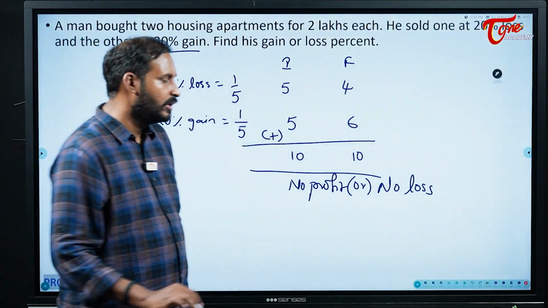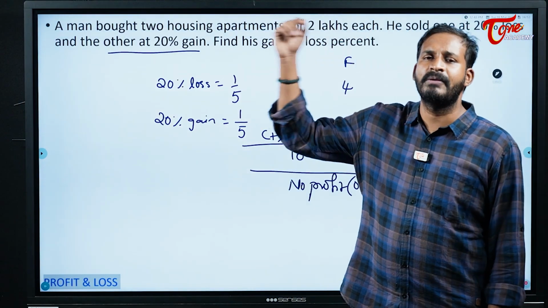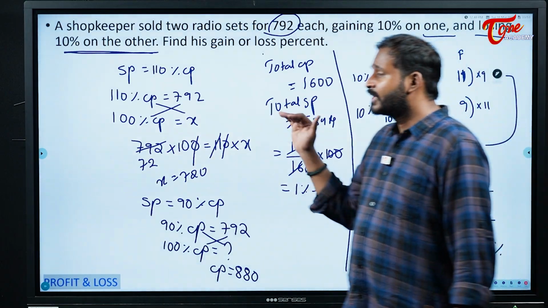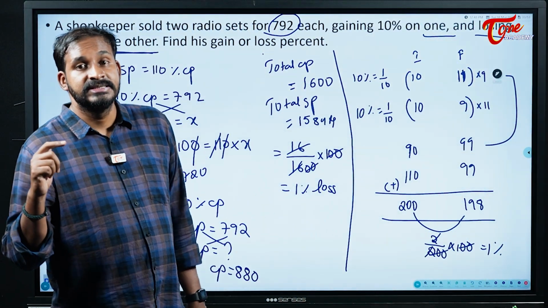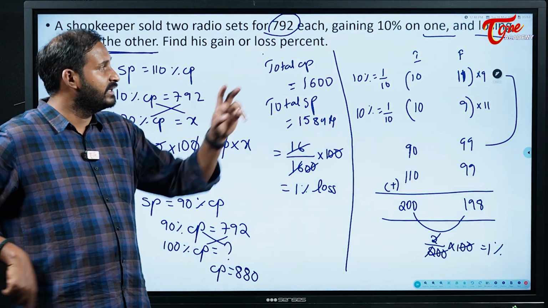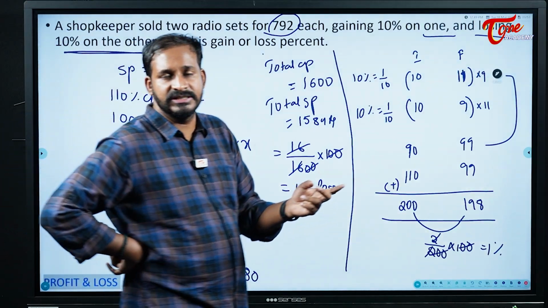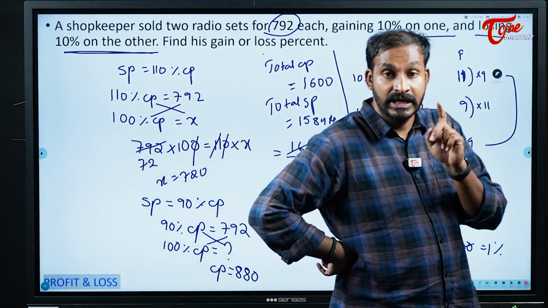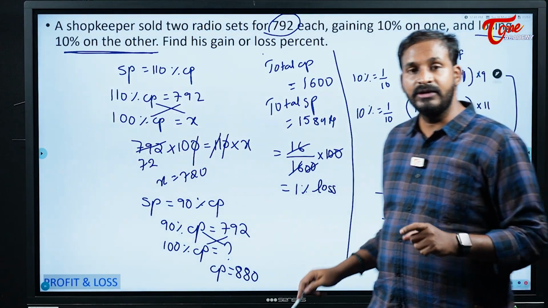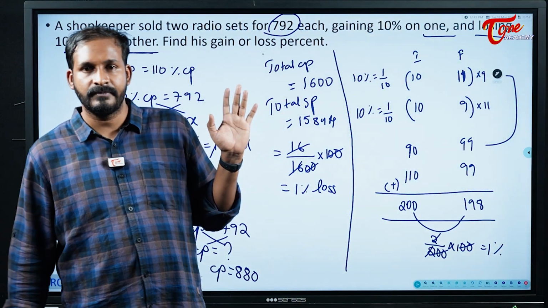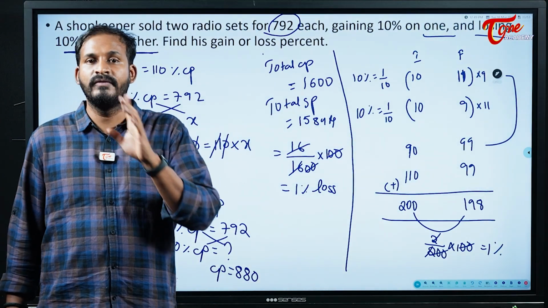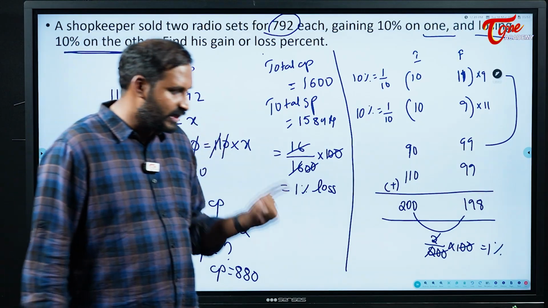Okay, understood? Now, please observe carefully. What is the difference between our previous problem and this problem? We should know that difference. That is very, very important. In the previous case, the selling prices are equal. When the selling prices are equal and on one you are getting X percent profit and on the other X percent loss, the same percentage, definitely you will always get a loss. Remember this very, very carefully.